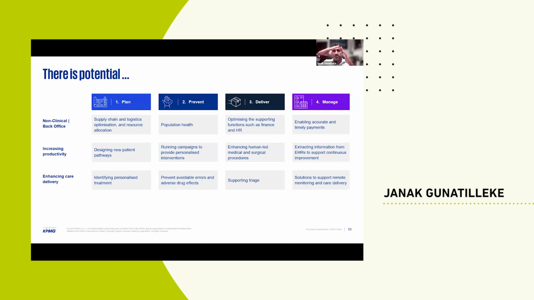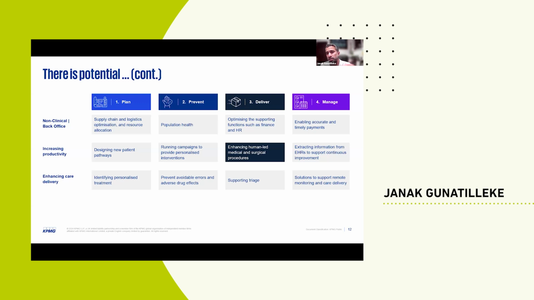And when you put those 2 dimensions together, you get a grid, like what you see on screen. And then that just helps think about the potential use cases in a structured way. So, for example, you look at the cross section between prevention and the back office. You get opportunities around population health management.